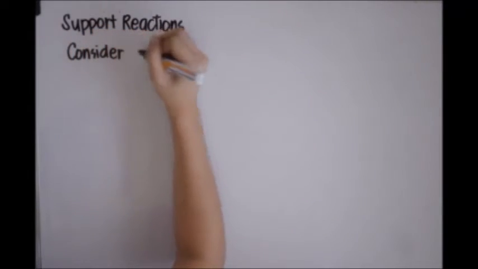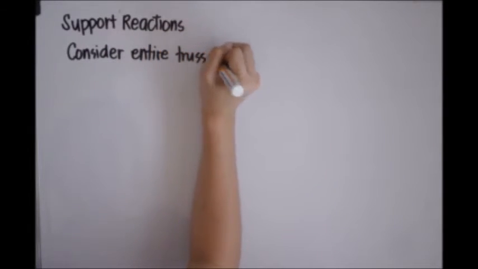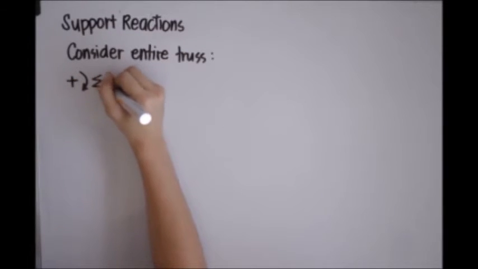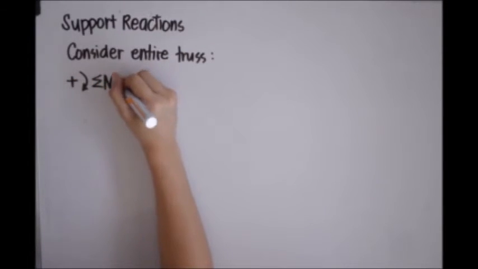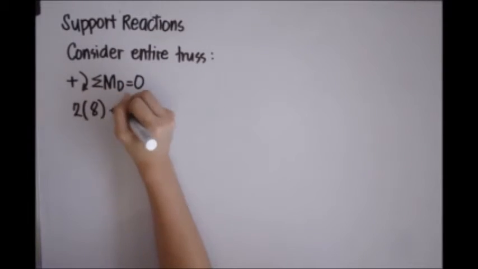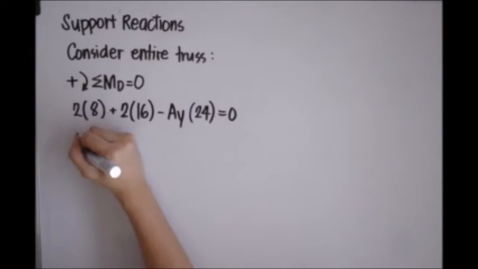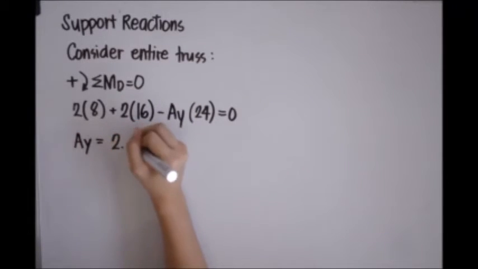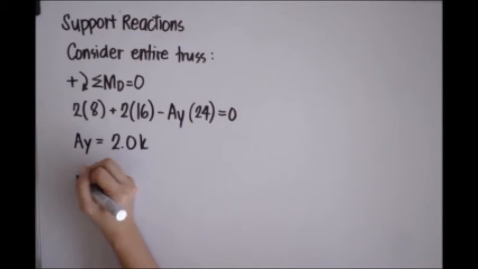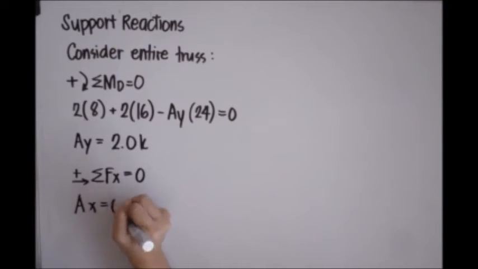To solve this type of truss, we must first get the reaction on each supports. To get this, consider the entire truss. Mag-moment tayo sa D, so summation moment at D is equals to 0. 2 times 8 plus 2 times 16 minus AY times 24 is equal to 0. So ang AY natin is equal to 2.0K. Kapag nag-summation horizontal tayo, makikita natin na walang reaction dito.